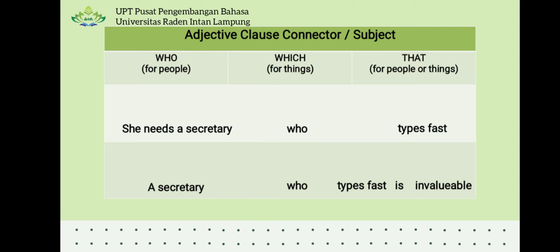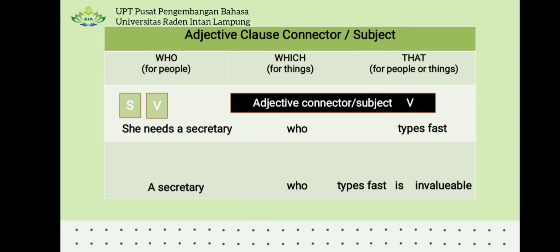The difference is those connectors are able to be used as the subject of the adjective clause as well at the same time. Hal ini dapat digunakan apabila noun yang dijelaskan oleh adjective clause juga merupakan subjek dari adjective clause tersebut. Based on the sentence on the second line, it clearly shows that the noun which is explained is the secretary. It can be concluded that way because the adjective clause is mentioned right after that noun.